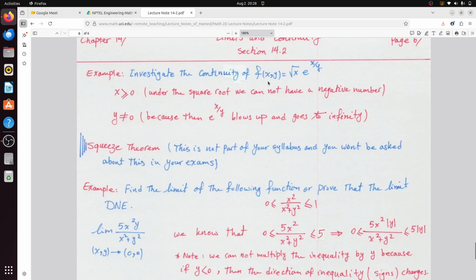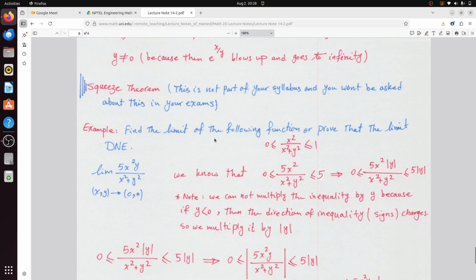Investigate the continuity of f(x,y) equal to square root of x, e to the power xy. x is greater than or equal to 0, because under the square root we cannot have a negative number, and y not equal to 0 because then e to the power xy blows up and goes to infinity. So for continuity you need to have x positive and y should not be equal to 0.